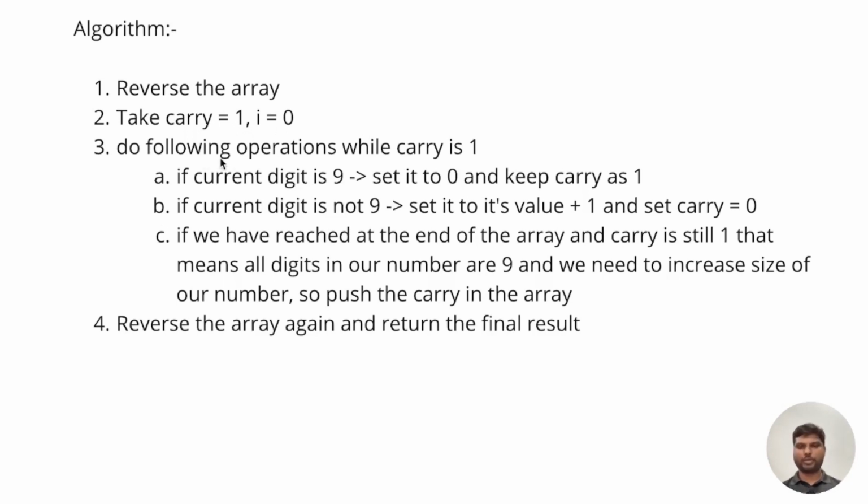Then we will do the following operation while carry is 1. If the current digit is 9, we will set it to 0 and keep the carry as 1. If the current digit is not 9, we will increment that digit by 1 and set carry to 0, as we have seen in the elementary mathematics addition.